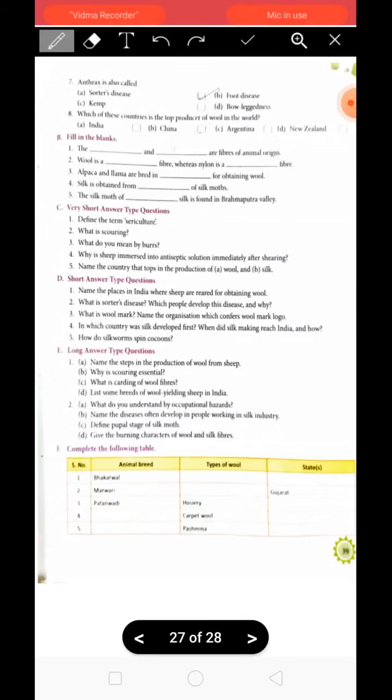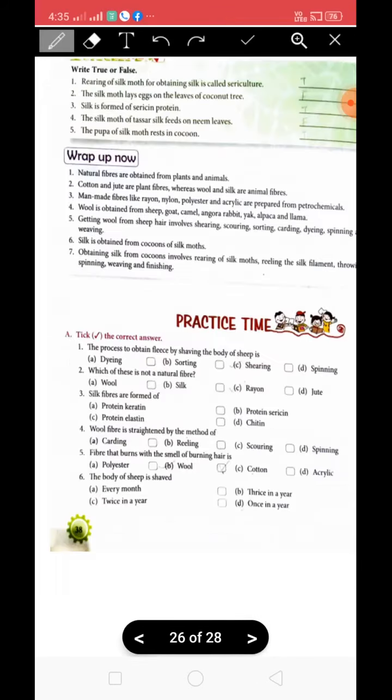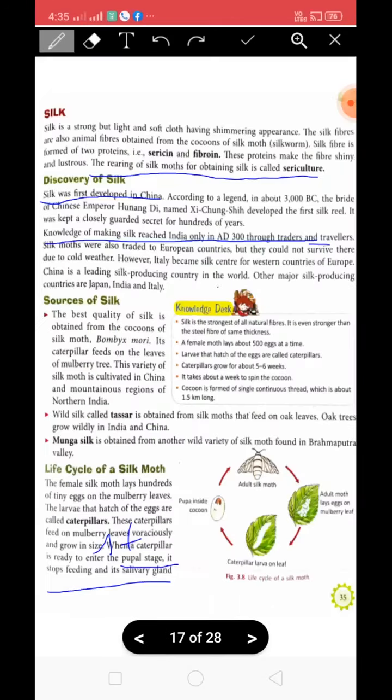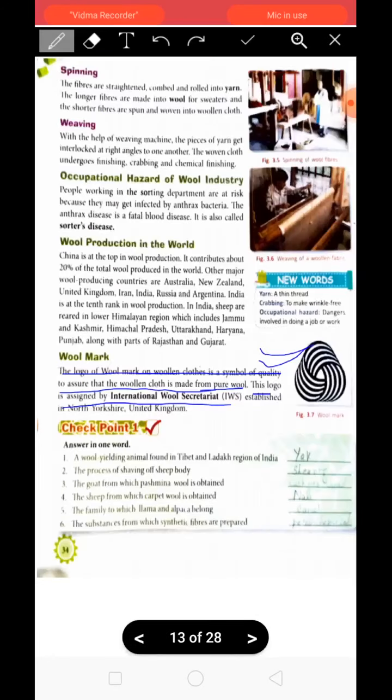Second question. What do you understand by occupational hazard? It is mentioned in the new word area. Occupational hazard. See over here, in page number 34. This is occupational hazard.